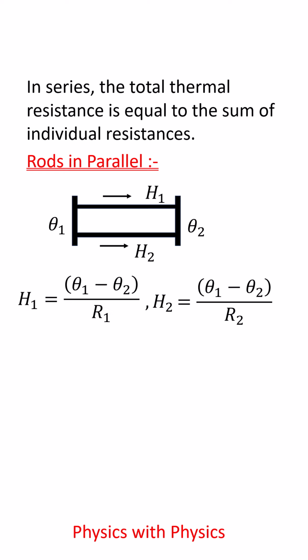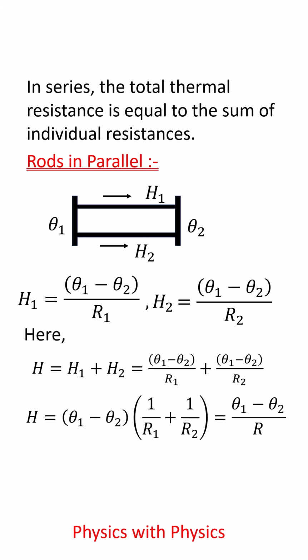H1 equals theta 1 minus theta 2 by R1 and H2 equals theta 1 minus theta 2 by R2. Here H equals H1 plus H2. We add these two heat energies and get this expression. Here we see that 1 by R equals 1 by R1 plus 1 by R2, which is the same as electrical resistance connected in parallel.